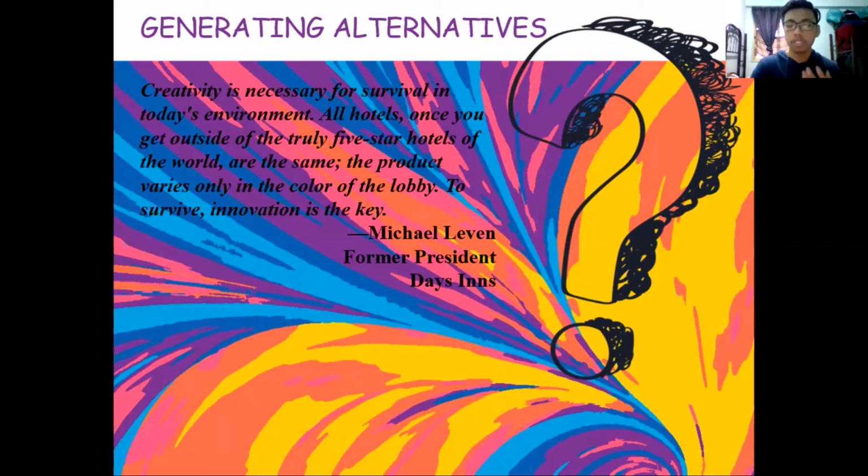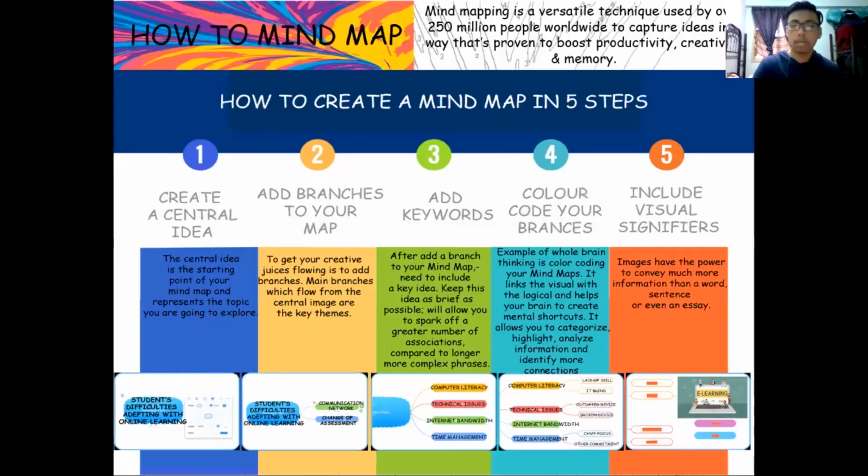So how are we going to generate alternatives? There are many processes that are highlighted in the book. I'm choosing mind mapping because mind mapping is a versatile technique used by over 250 million people worldwide to capture ideas in a way that's proven to boost productivity, creativity, and memory. How to mind map? How to create a mind map in only 5 steps.